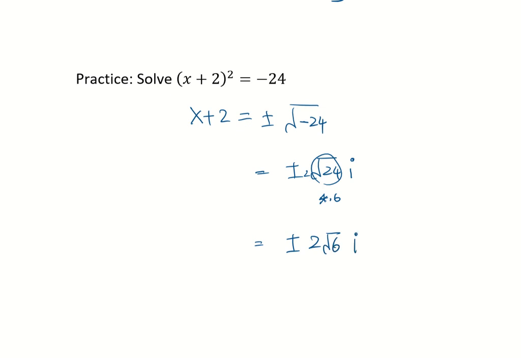Okay, now let's worry about the x plus 2 part. Let's leave x by itself, subtract 2 on both sides. So x equals negative 2 plus or minus 2 square root of 6i. So here we have two complex solutions.